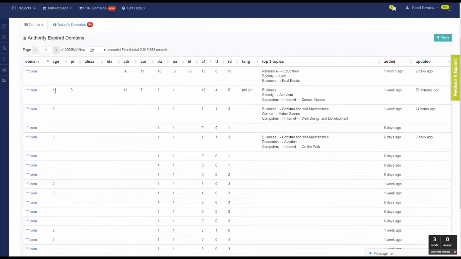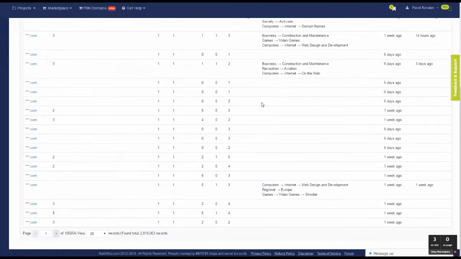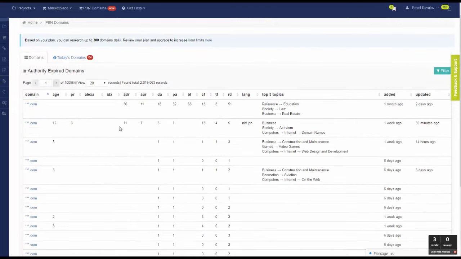We calculate age based on the appearance in the archive.org Wayback Machine. Page rank, Alexa, and we check if the domain is still indexed in Google. There are a lot of operations. We extract the anchor profile and have a list of referring domains. Based on the anchor profile, you can see the language of the anchor profile. And of course, you can sort by any of those columns.